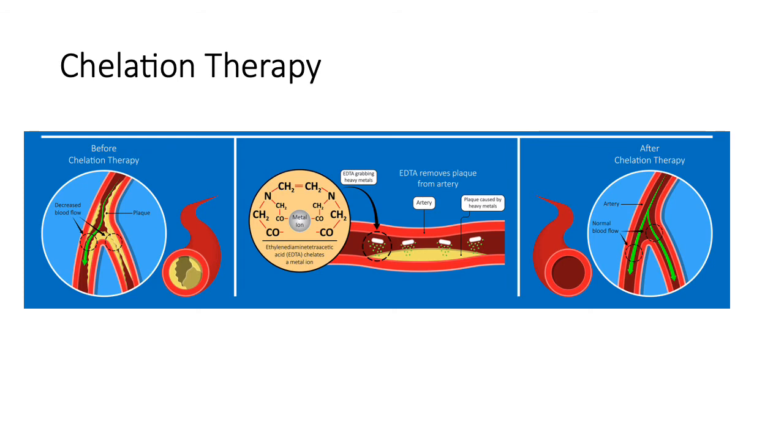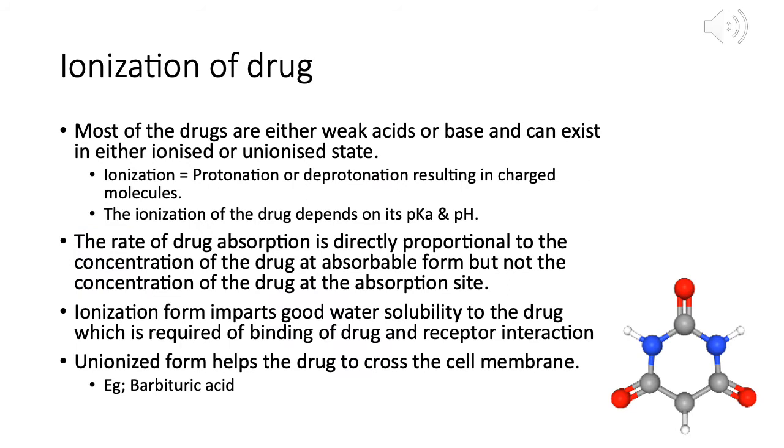When we look at ionization of a drug, most drugs are either weak acids or bases, and they can exist in either ionized or unionized form. Ionization is the protonation or deprotonation, which results in a charged molecule. The ionization of a drug depends on its pKa and also the pH. And the rate of drug absorption is directly proportional to the concentration of the drug in its soluble form, but not the concentration of the drug at the absorption site.